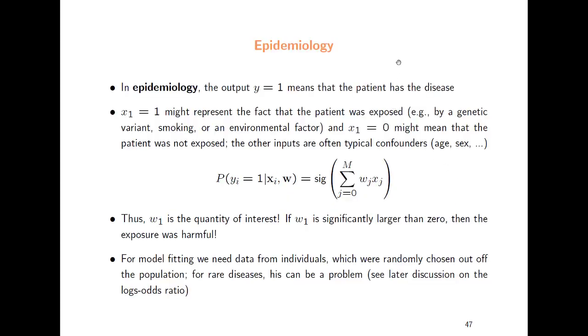So in epidemiology, the output y equals 1 means that the patient has the disease. That's a little bit different from the clinical situation. Here in epidemiology, you want to find out if smoking causes cancer or whether some other environmental factor has an impact. Let's say the first real input, x1, is 1 if the patient was exposed. This could be a genetic variant, smoking, or an environmental factor. And x1 equals 0 means that the patient was not exposed. The other inputs are typical confounders: age, sex, maybe other things.